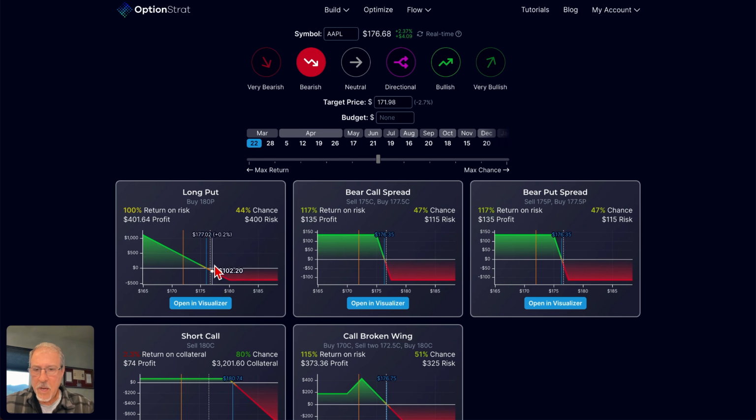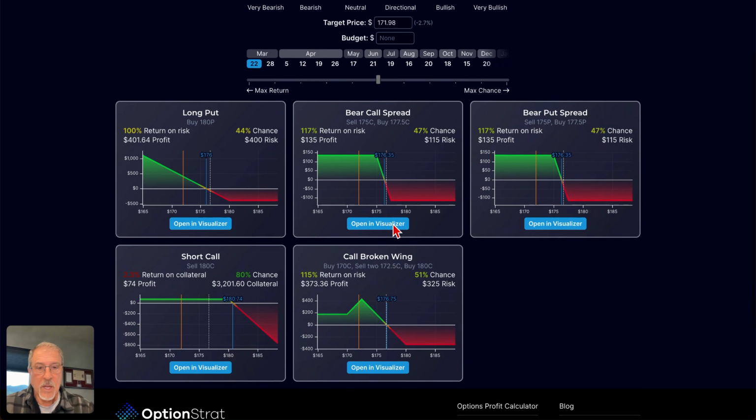So then I'm going to look at these various trades. Well, I could just buy a long put. I mean, that might be a viable trade. But just buying a single long put is going to probably decay out from under me a little bit. So I tend to like to look more at spreads. And if I'm looking at a percent chance of return, we've got a 47% chance here with $115 in risk. I've got more chance here, a 115% return here, slightly more chance, bigger profit potential, and also bigger risk.